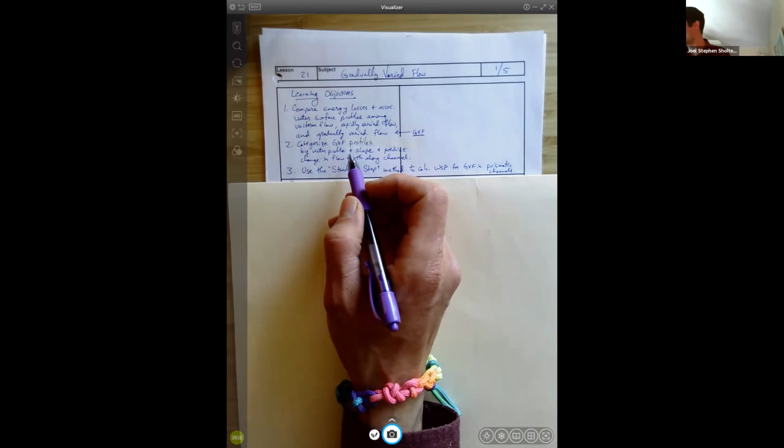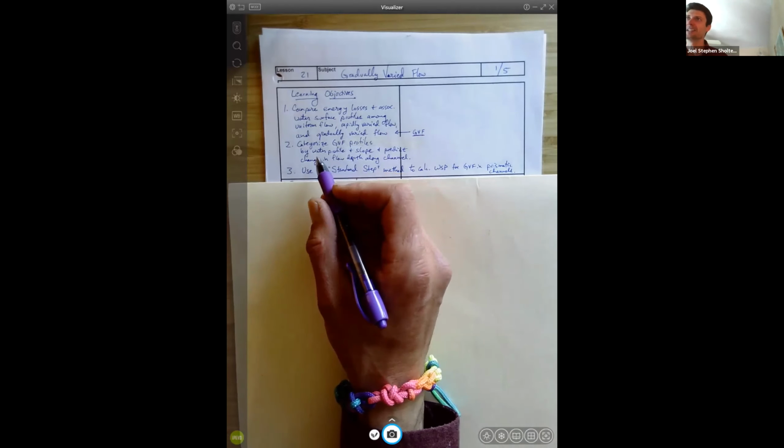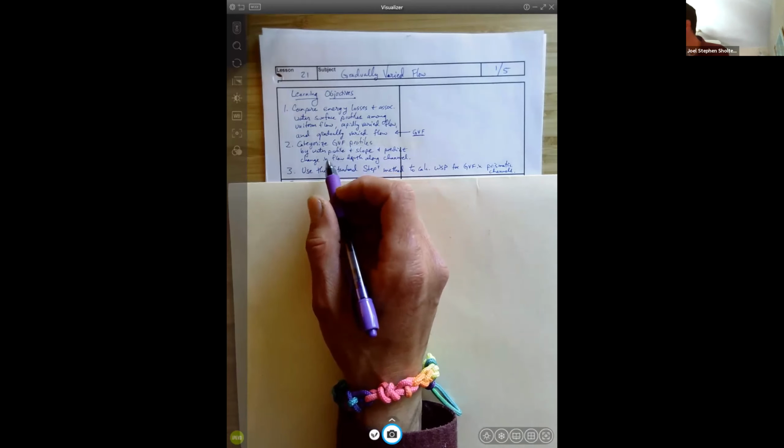Do you guys like my bracelet, by the way? Just noticed that, got it this morning.